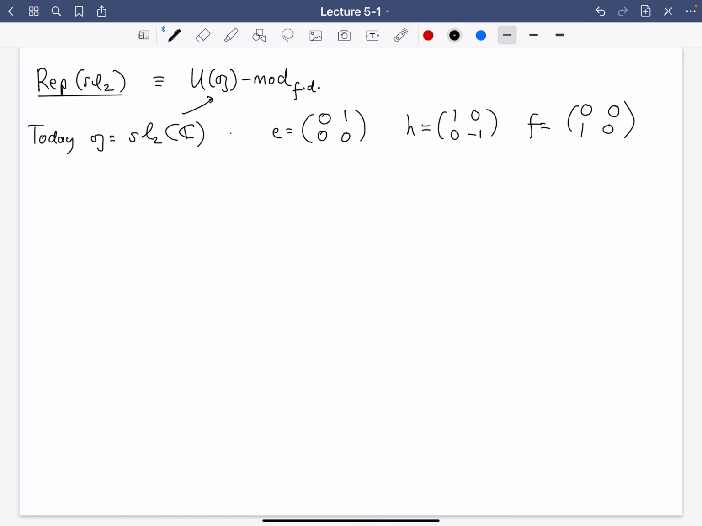And remember the commutators that they satisfied. The commutator of E and F was H. The commutator of H and E was 2E. And the commutator of H and F is minus 2F.